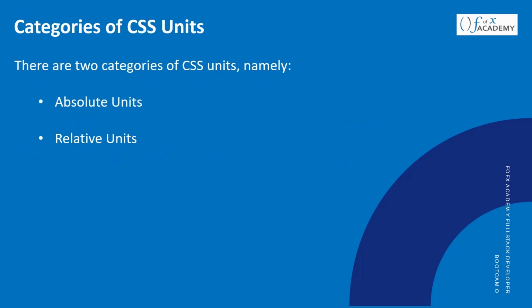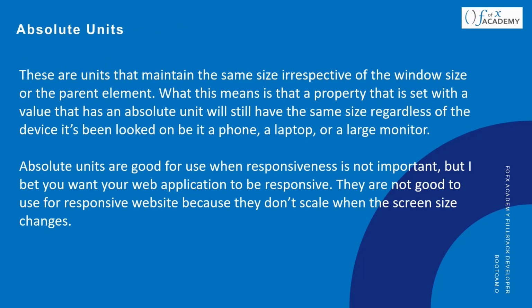So we have categories of CSS units. There are two categories, namely absolute units and relative units. So let's see the difference. Absolute units are units that are fixed. They are fixed irrespective of the window size or the parent element you are using. If you set your paragraph tag to a font size of 32 pixels, it will be the same on a phone, on a laptop, on an iPad, and all like that. They don't change regardless of the device a user is viewing your website on.